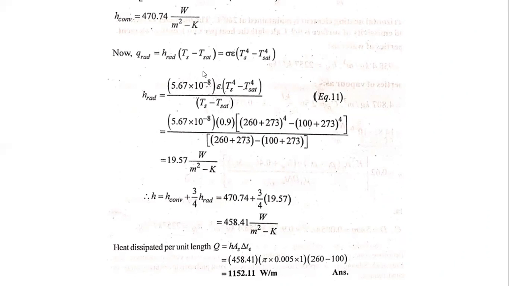So by this equation, we find the radiative heat transfer coefficient, which is 14.57 watt per meter square Kelvin, and ultimately we find the total heat transfer coefficient. We just put the convective heat transfer coefficient plus the radiative heat transfer coefficient in this equation, and we get 458.41 watt per meter square Kelvin. And ultimately the heat dissipated per unit length Q is equal to H into A into delta T. So we get the heat dissipation per unit length.